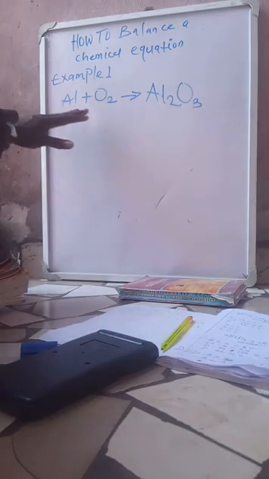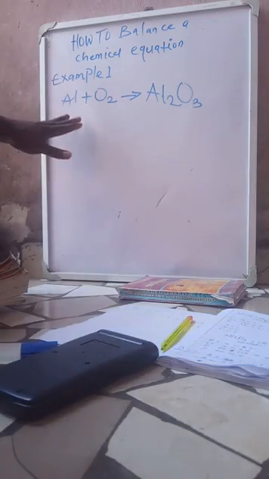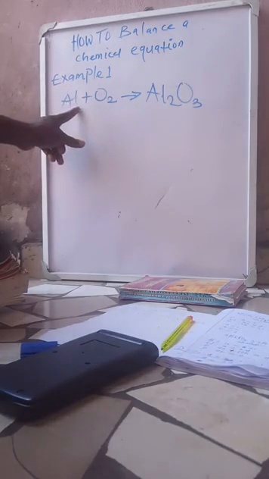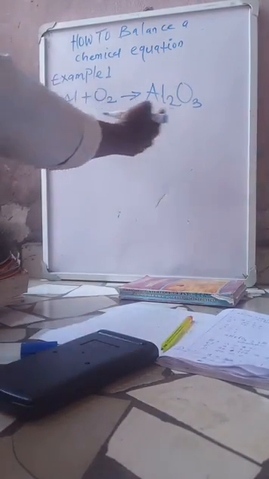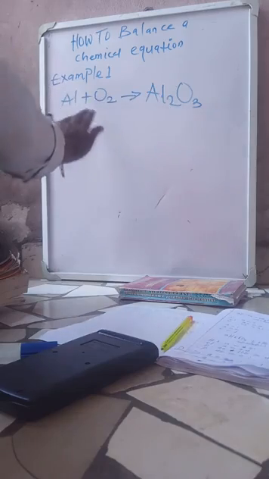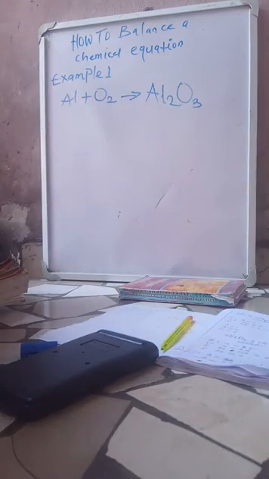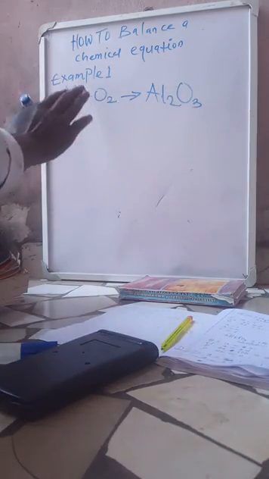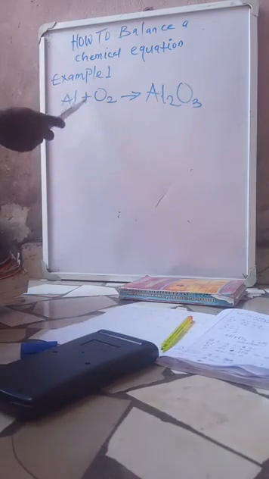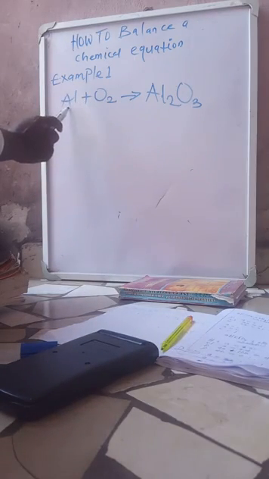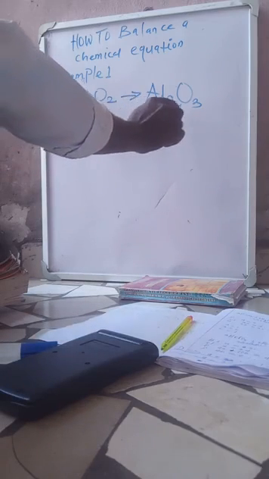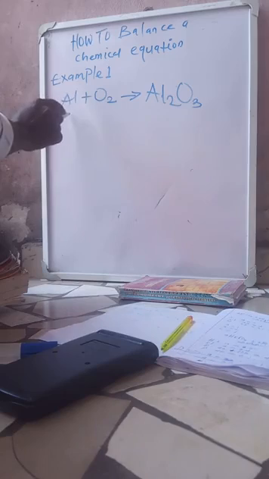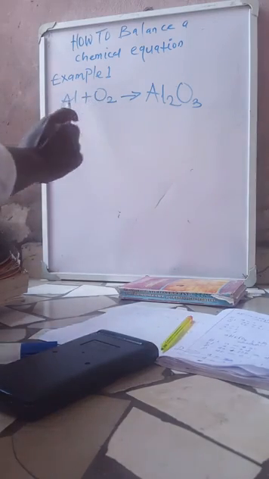Now, if you watch the equation, you notice that aluminum appears as 2 here and 1 here, and oxygen here is 3 and this is 2. The chemical equation is not balanced. So, we want to balance it. Our aim is to make sure that the number of aluminum and oxygen on the right side is equal to the one on the left. How do we do that?